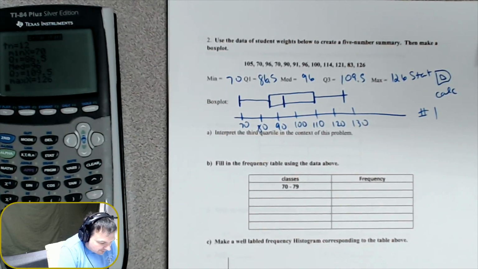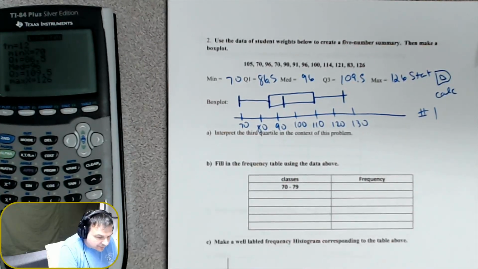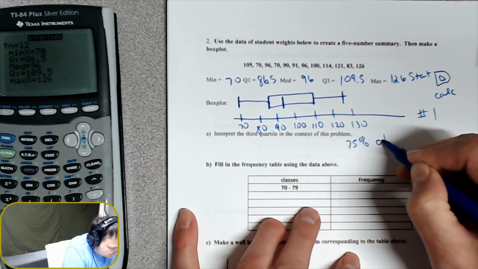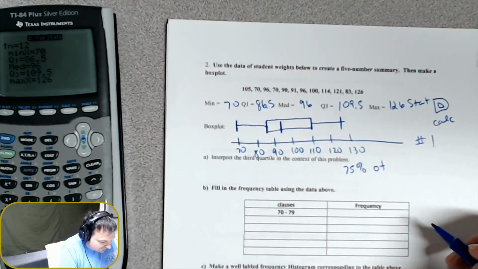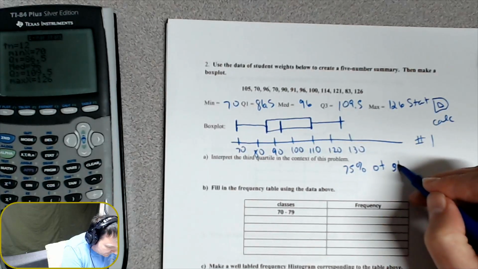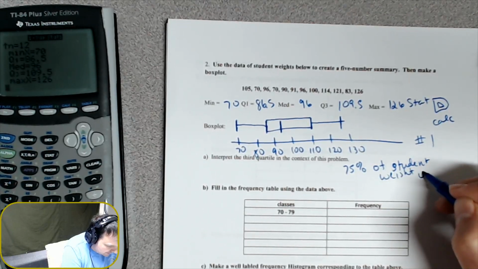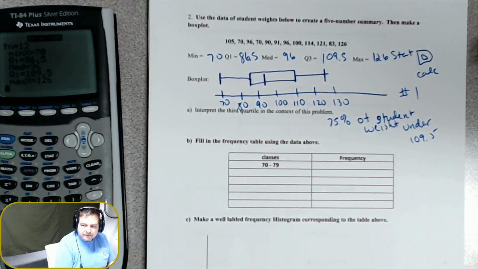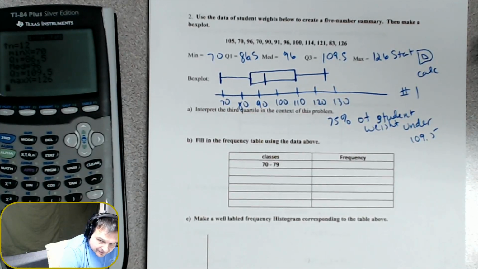Okay, and what's the third quartile? Third quartile is what percent? We're saying about 75% of students, remember what the question is, use data of student weights. About 75% of students weigh under 109.5. You see that? Remember that? Does that make sense? Everybody happy with that?